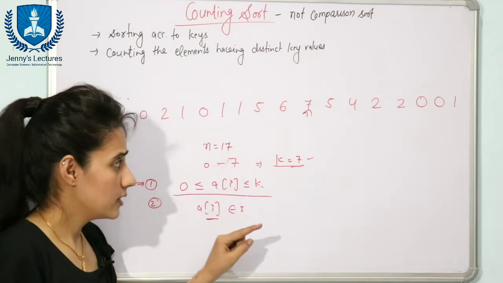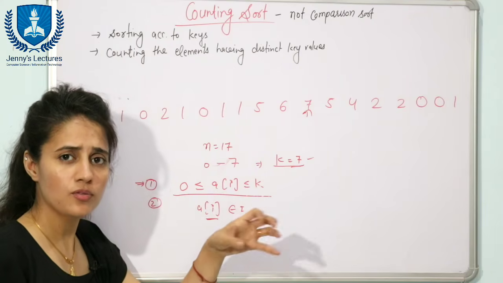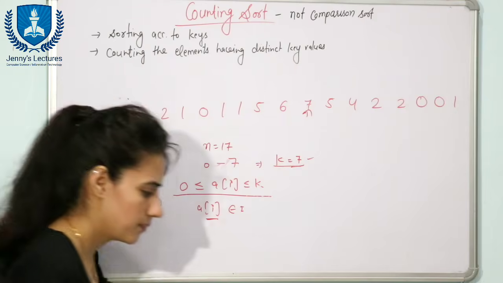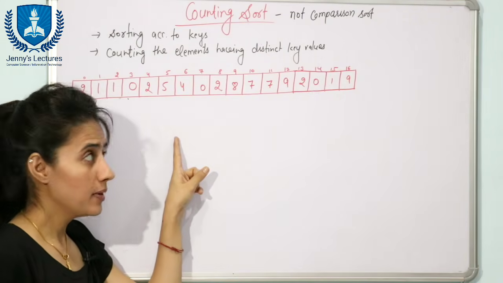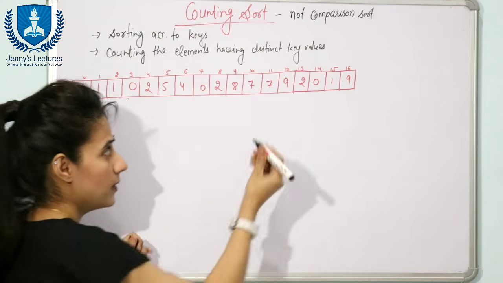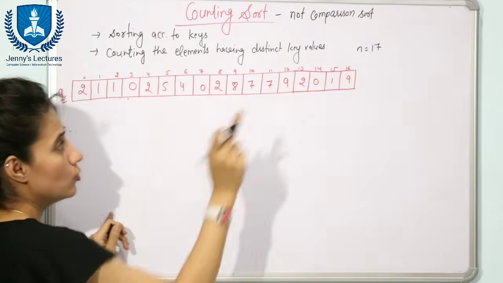So first of all we will discuss this case. The range would be from 0 to k, with the help of an example. Then we are also going to see some other variants of this counting sort. Okay. So let us take this example. This is the array. The name of the array is A. The total number of elements in this array is 17. The index is from 0 to 16.